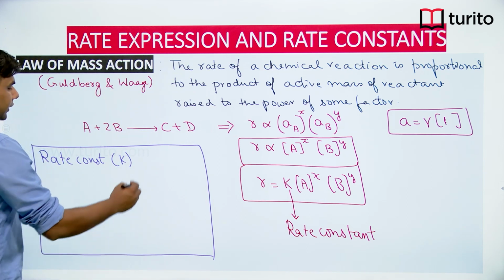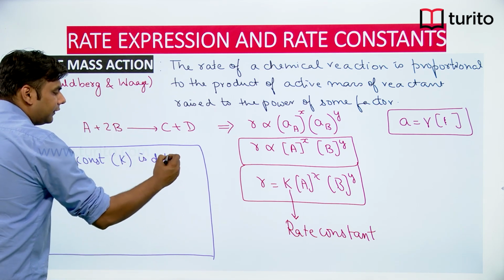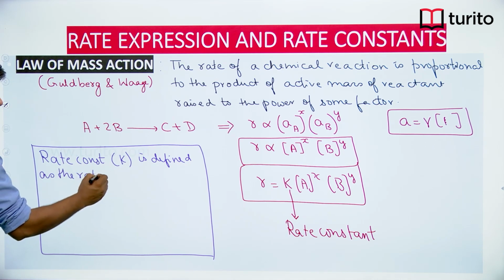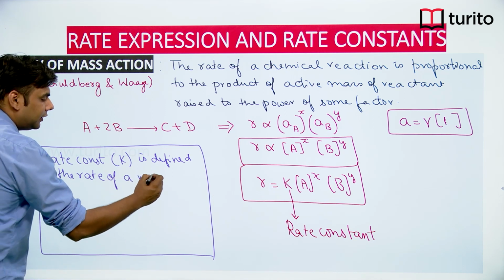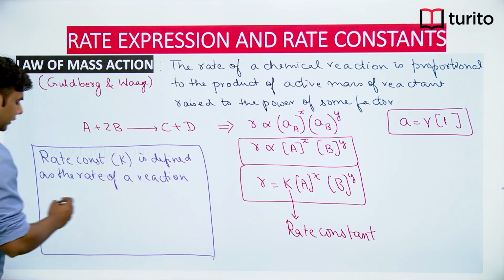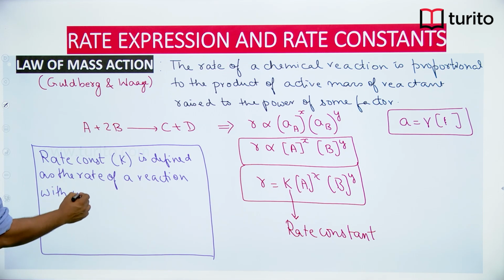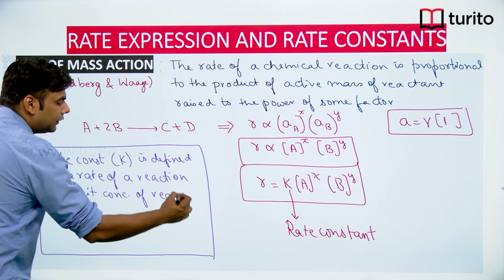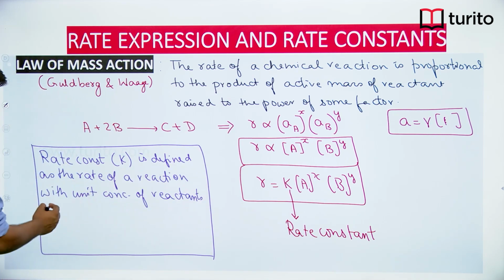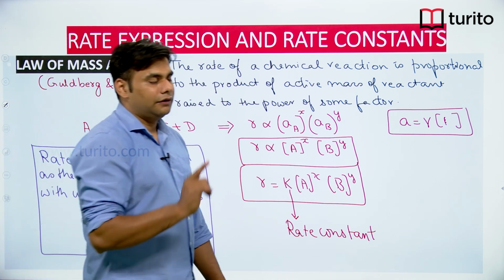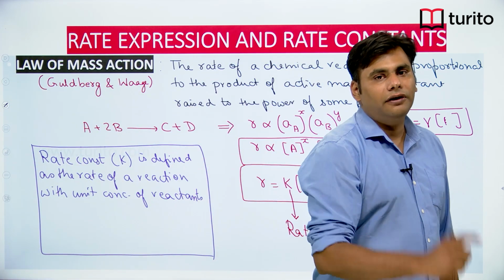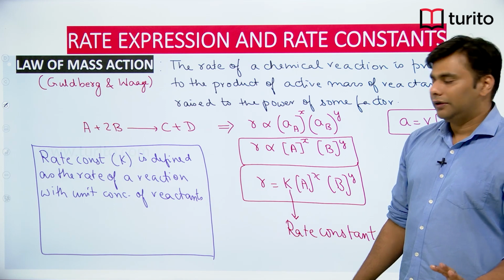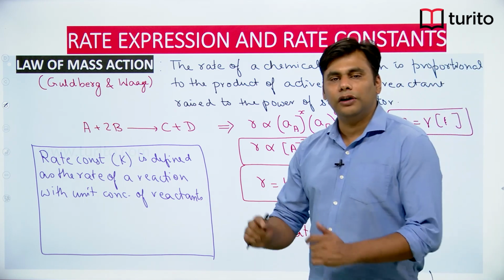So basically the rate constant is defined as the rate of a reaction with unit molar or unit concentration of reactants. Okay, so this is how we define the constant. Now we know that this is a fixed value for a particular reaction. Whenever a particular reaction is occurring, it will have a fixed value. So this K is a constant, it just depends on the temperature, right? If you change the temperature, the value of K will also change.